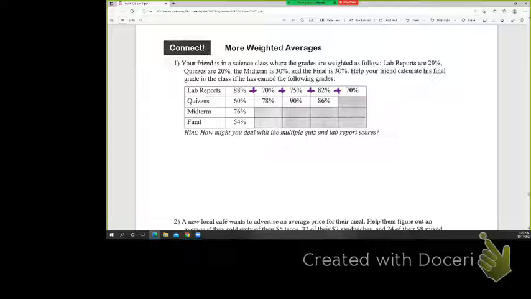So we'll add them together. You don't need to worry so much about the percent sign. Just worry about adding the numbers. We've got 5 lab reports, so we can add them together and divide by 5. And then for your quizzes, same thing, add them together, divide by 4. That'll give you a mean and average there for your quizzes.